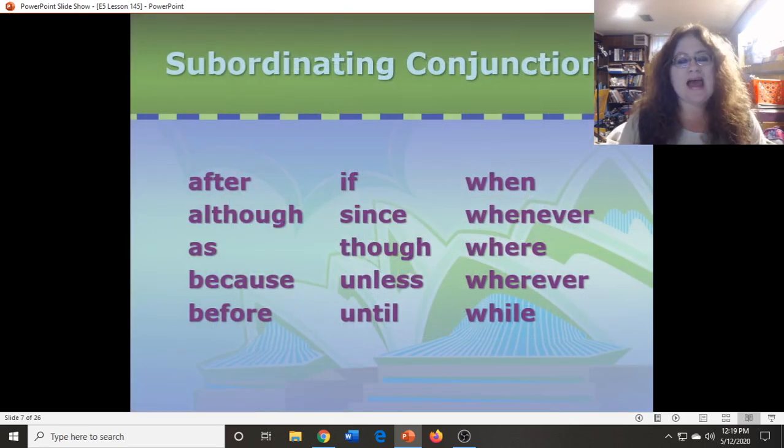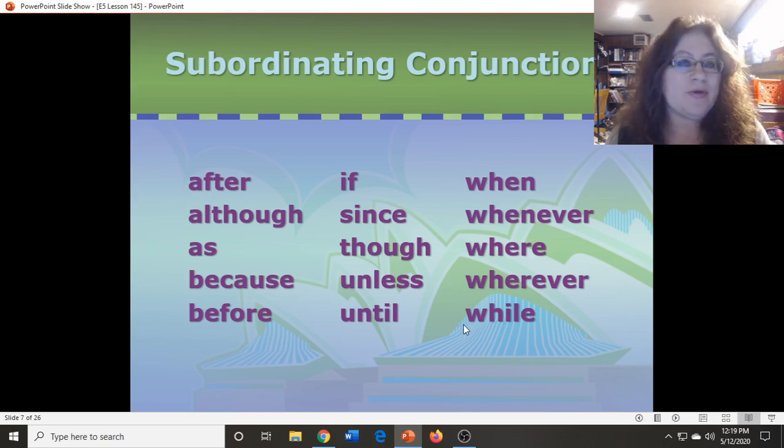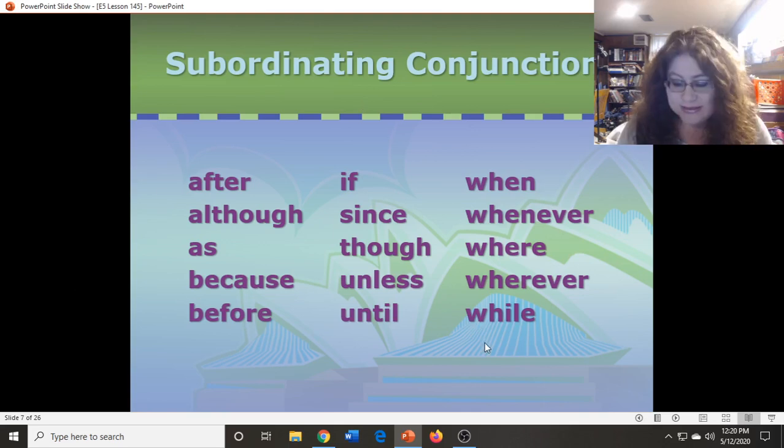All right, and then this slide has all of the subordinating conjunctions printed out for you so you can see them. I attached a worksheet to the lesson that has these printed out, so you can print it out and use it, okay? After, although, as, because, before, if, since, though, unless, until, when, whenever, where, wherever, while. When you see these at the beginning of a group of words, you're looking at a dependent clause.